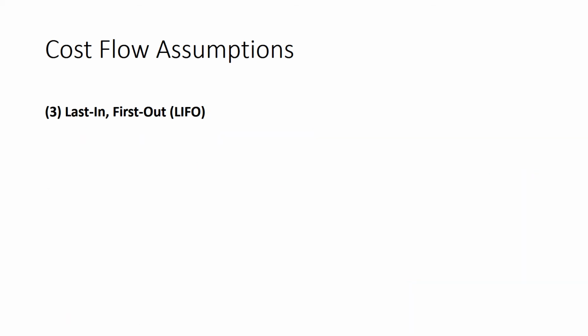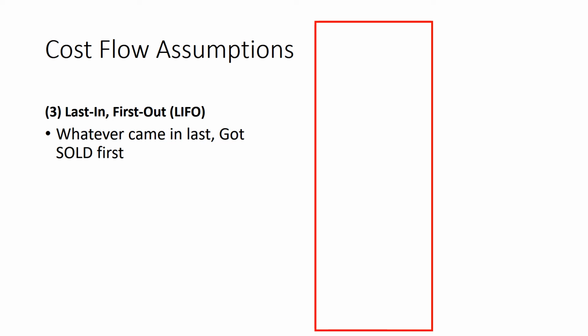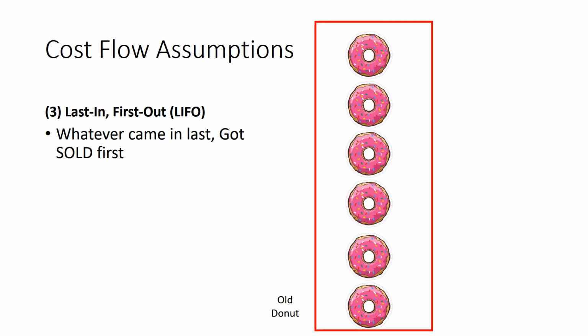Another cost flow assumption that we have is what's known as last in first out, or LIFO. This means whatever came in last got sold first. So let's imagine a cookie jar. At the bottom of the cookie jar is our old donut, and whatever we buy, we place on top of the donut. So our old donut is our beginning inventory, and our purchases go on top of our beginning inventory.